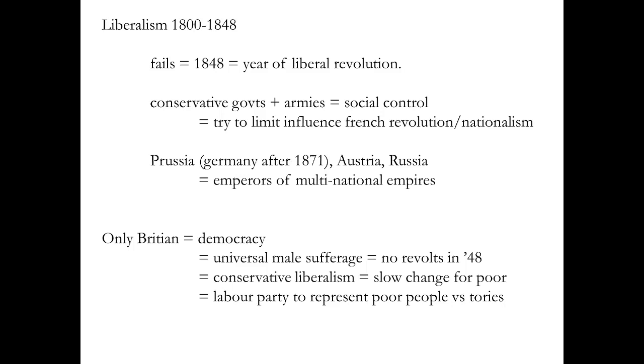So you get Prussia, and after 1871, a united Germany. Austria and Russia are all emperors of multinational empires, and they have a problem with the French Revolution because the French Revolution said, I am special because I'm French. Well, if I have 15 different ethnic groups in my empire and they all say they're special, I don't have an empire. That's a problem. If everyone is special, then there is no empire.